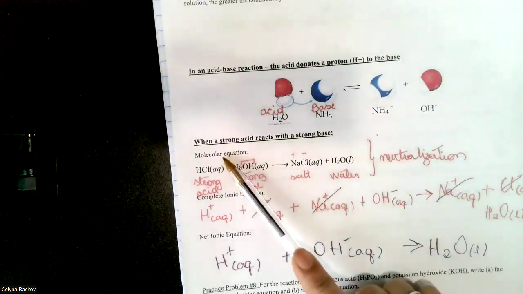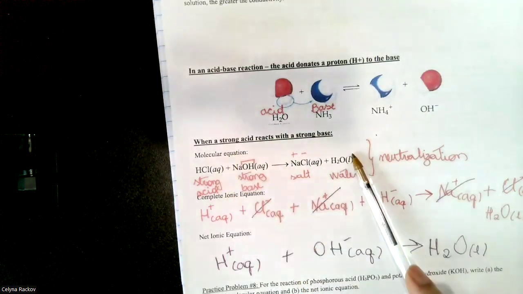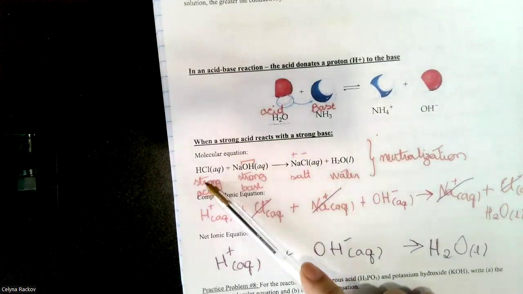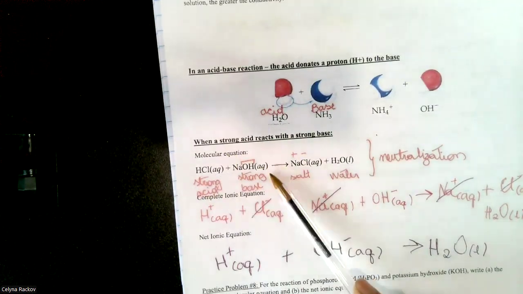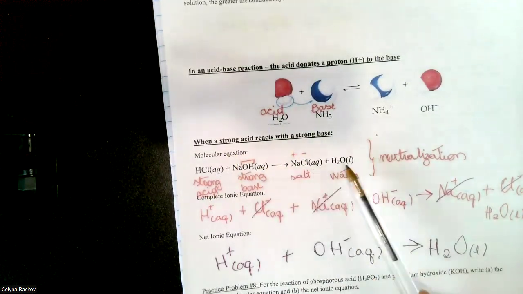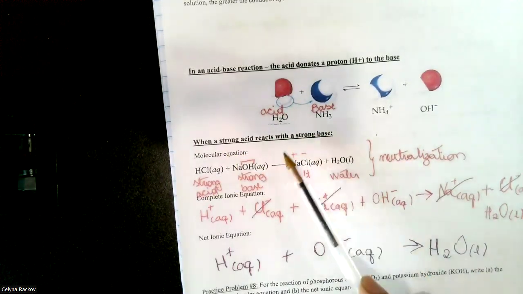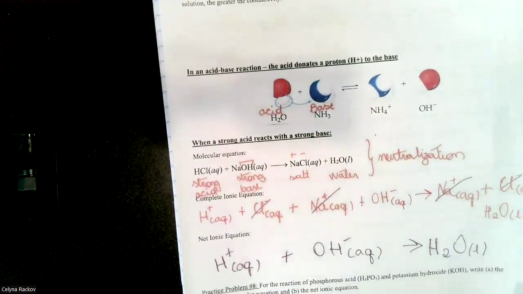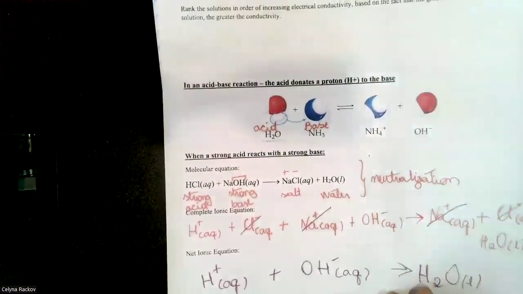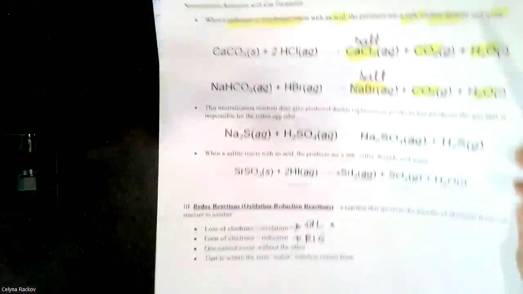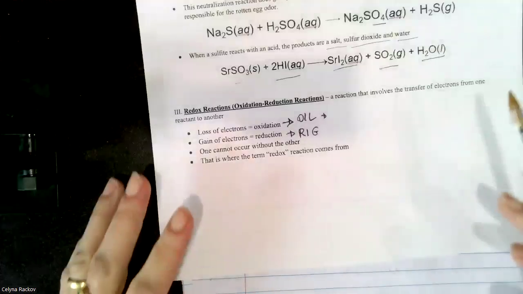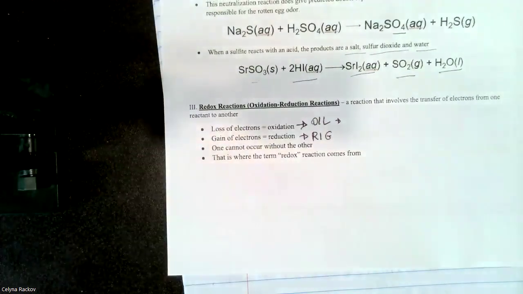So these neutralization reactions that you can see here. This neutralization reaction, when you have a strong acid and a strong base, will make salt and water. This is a neutralization reaction also, right? So the next type of reaction we have is a redox reaction.